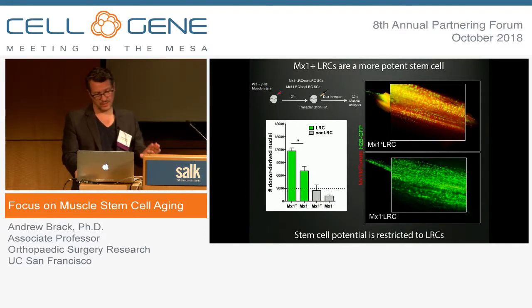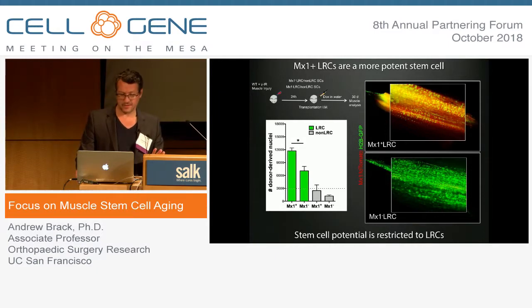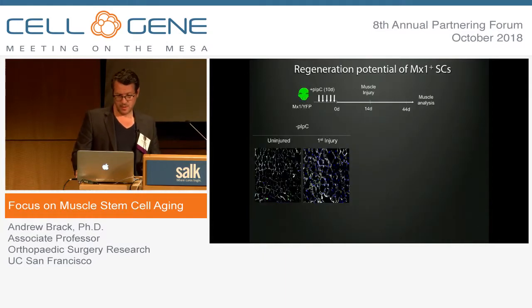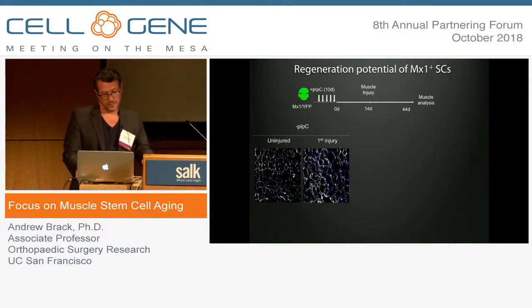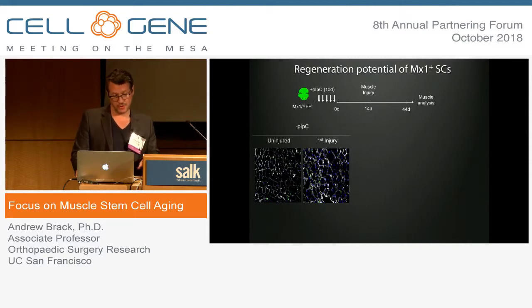So knowing that we had this potent stem cell, we were pretty excited and asked, how well is this doing in the endogenous context of muscle repair? And this is where things are complicated. So lineage tracing can always have off-target effects, background effects, so it's important you do your negative controls, and we had a nice clean signal.